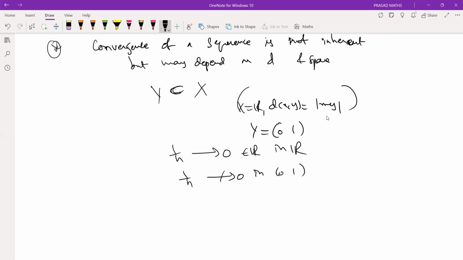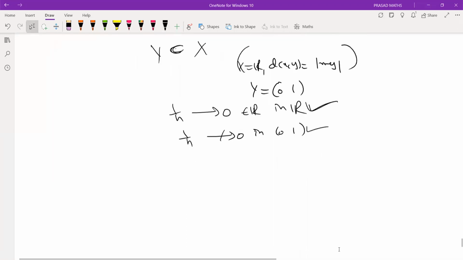Is it clear? So 1 by n converges to 0 in the full space, but 1 by n does not converge to 0 in the subspace. So that means convergence property is not inherent. Convergence of a sequence is not inherent. If a sequence is convergent in the full space, that doesn't mean it is convergent in a subspace. Is it clear?